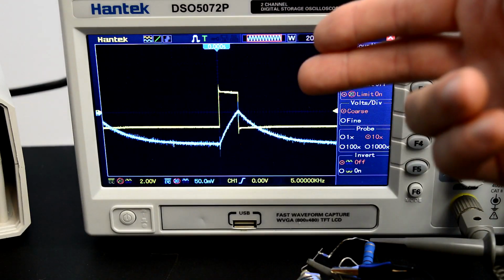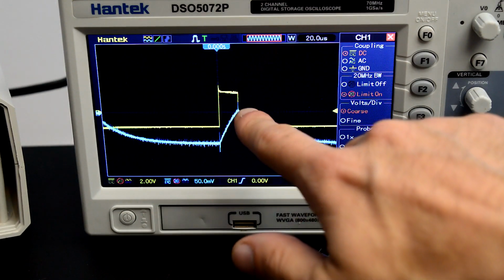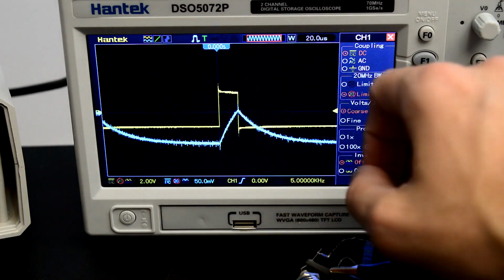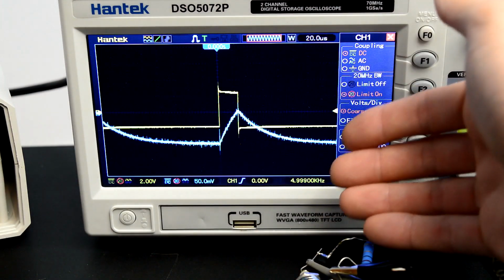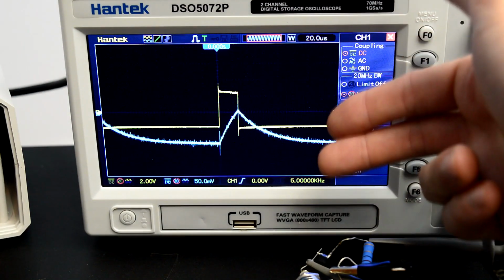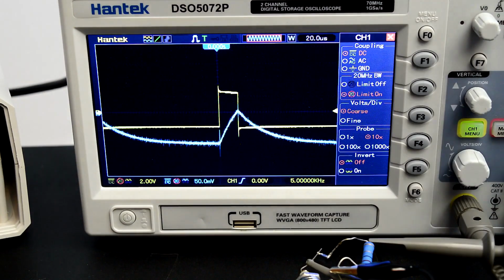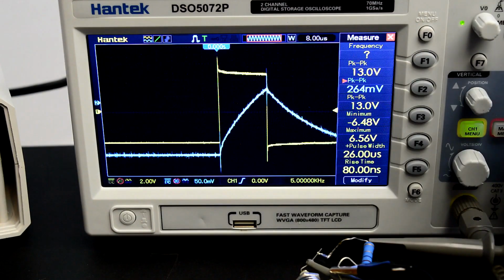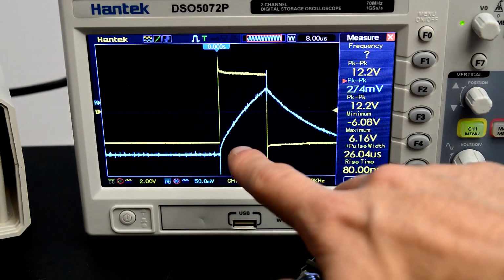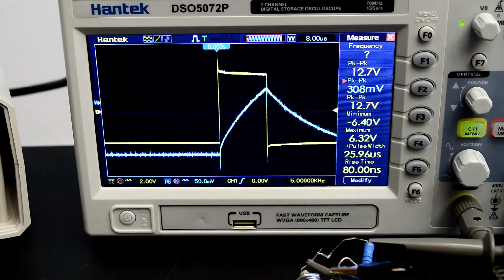So the wave isn't perfectly square, but we can clearly see that the current is rising in an almost perfectly linear fashion through the inductor. So basically this is the inductor in effect. Now let's try to increase the level of the voltage, see if anything changes. So right now the voltage is larger and the current therefore is larger. But still, we've got an almost perfectly straight line showing us that the current is rising linearly through the inductor.